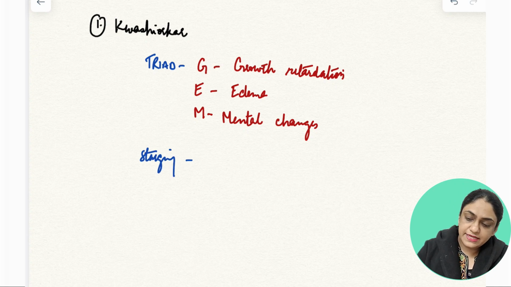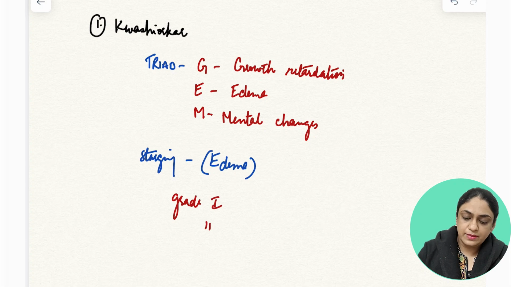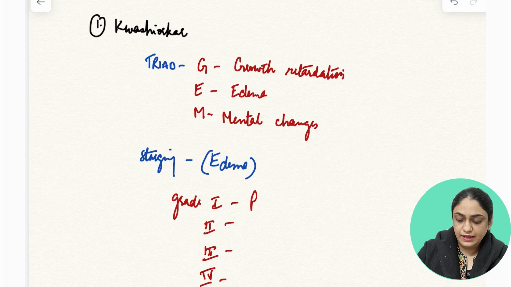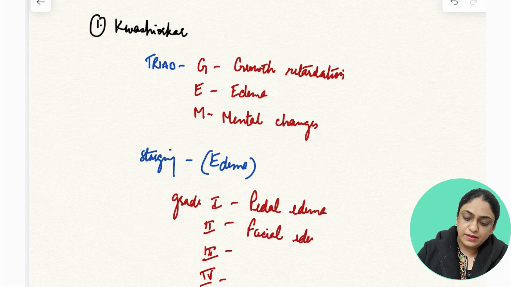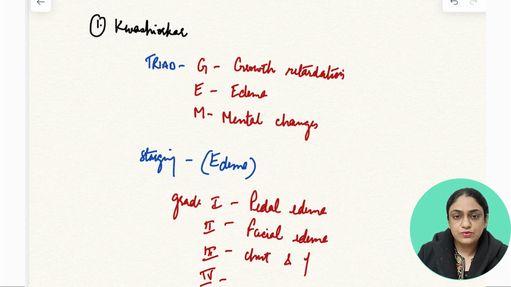And if we talk about staging of Kwashiorkor, staging is based on edema because edema is the main feature. So there is grade 1, grade 2, then grade 3 and grade 4. So there are 4 grades of edema. Edema first appears on legs. So in grade 1 you see pedal edema, and in grade 2 facial edema is present, along with pedal edema.